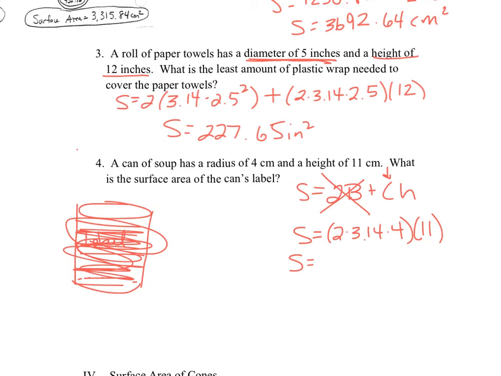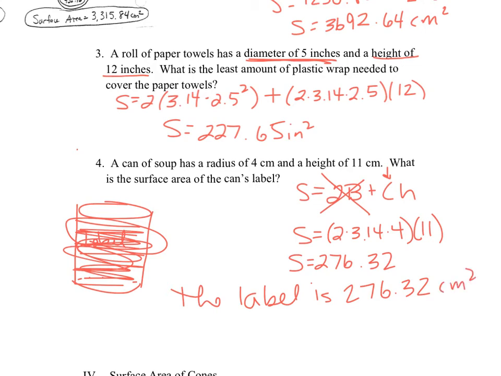So surface area is going to equal 276.32. So the label is 276.32 centimeters squared. So the next piece then takes a look at a cone.